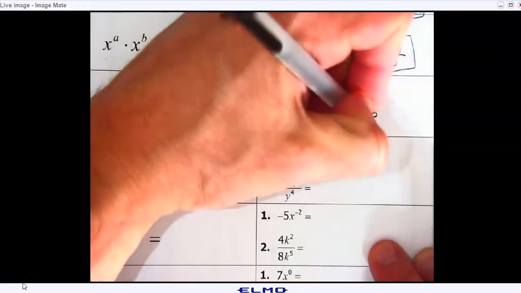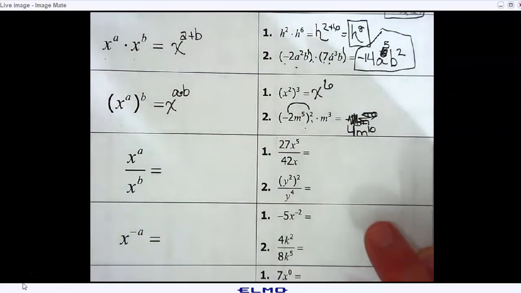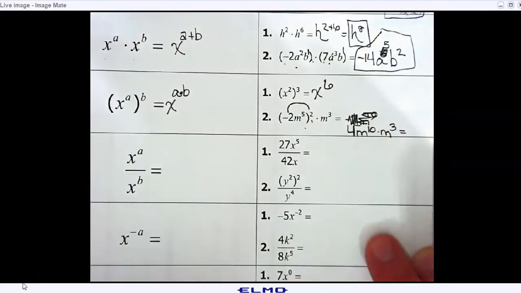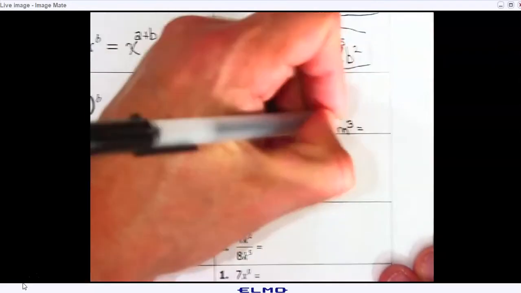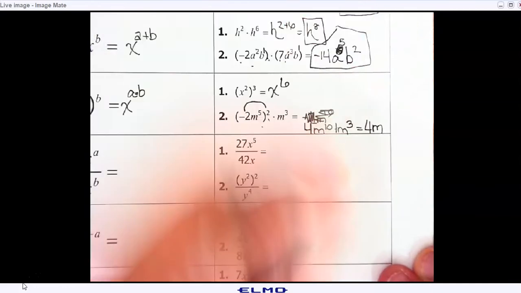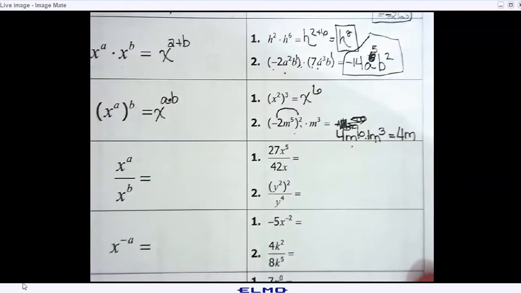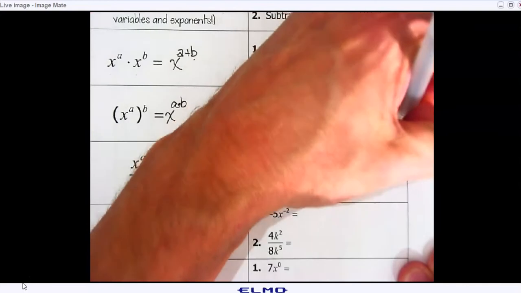Let me rewrite all this because it just looks so nasty. 4m to the 10th. There we go. Times m to the third power. What's that going to give us? So now I have to go back and use my rule from before. 4m times 1m, because there really is an invisible 1 there, is still going to be 4 with the m. M to the 10th times m to the third, our product rule back up over here says we add those exponents, so 10 plus 3 would be 13. 4m to the 13th power.